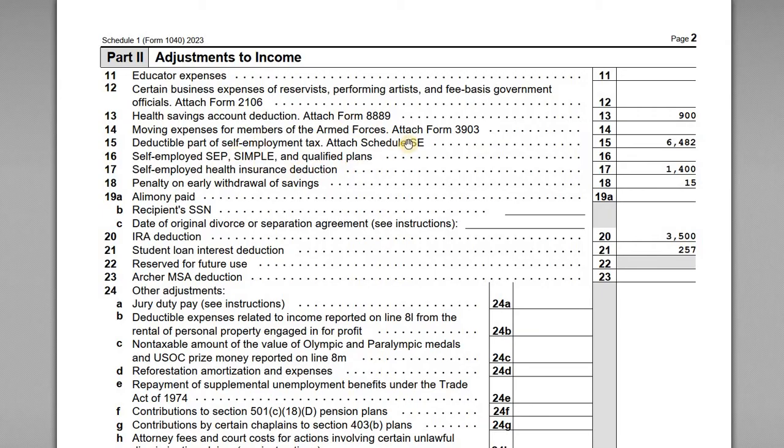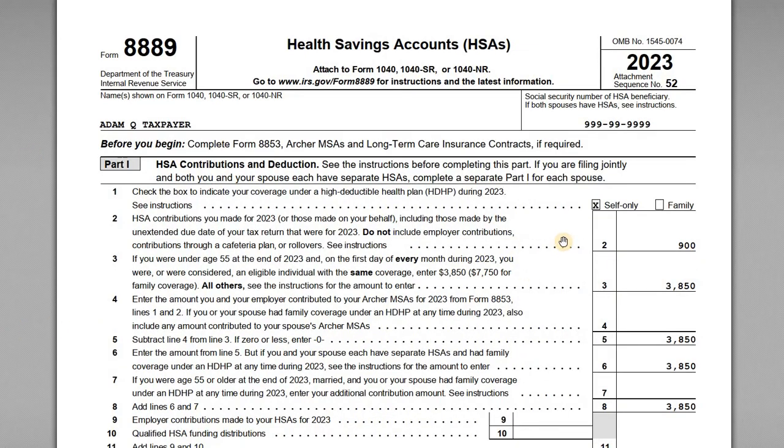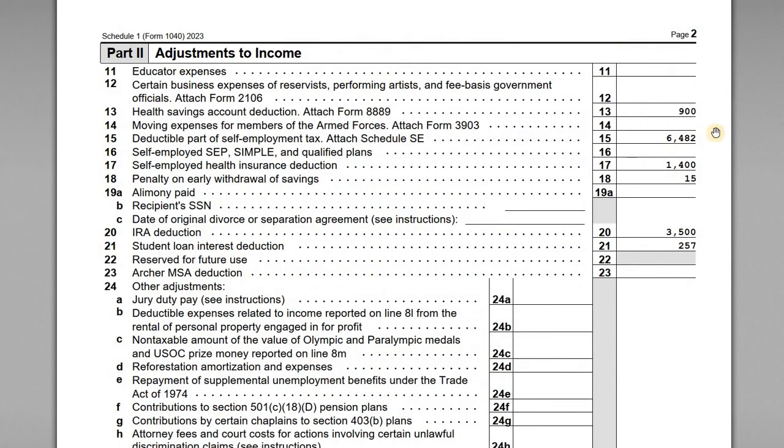HSA deduction. If you have a health savings account, you would complete a Form 8889. Contributions to your HSA are generally tax deductible, whether you contribute to them outside of your employment or you have an employer-sponsored HSA. So in this example, Adam put $900 into his HSA for the year, and he was able to claim a $900 deduction for those contributions to the HSA.